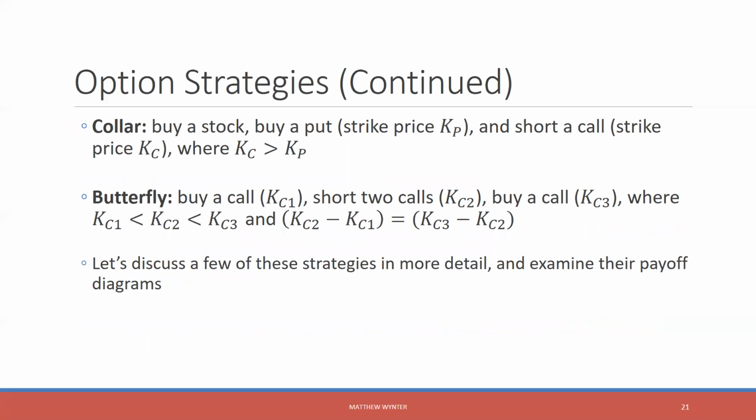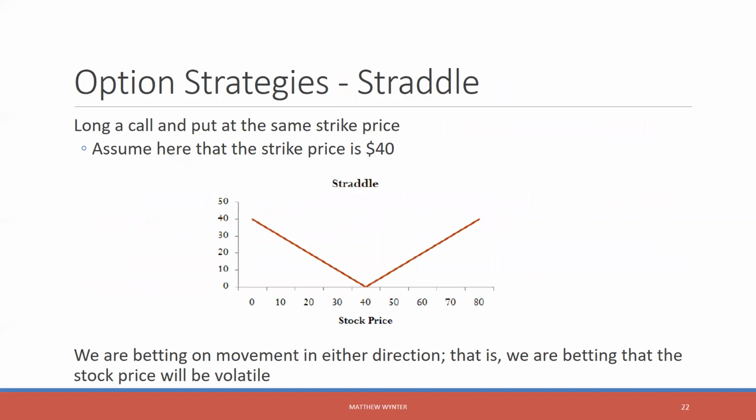Lastly, we have a collar, where you buy a stock and you buy a put and you short a call. And then we also have a butterfly, where you buy a call, short two calls, and buy a call. So some of the actual mechanics of us building these can be a little bit complicated, but I want to make sure we understand how to apply them and what the intuition is. So let's look at our first option strategy, which is the straddle.